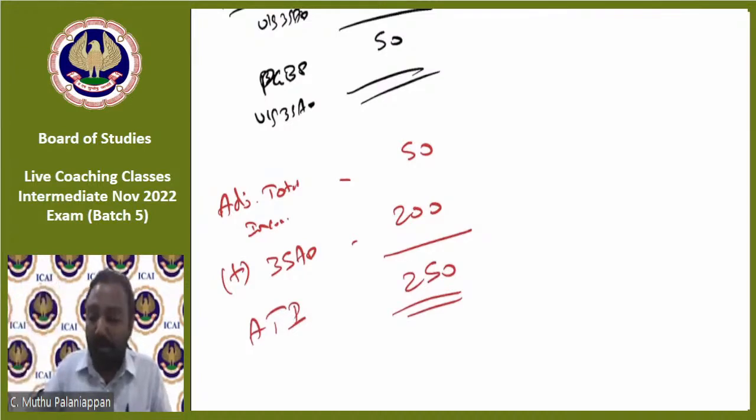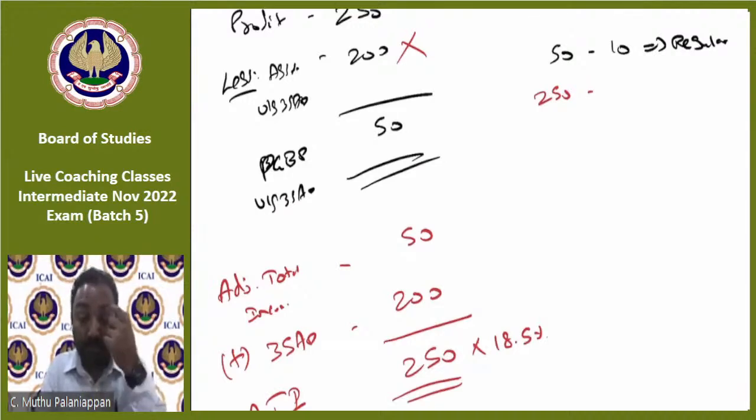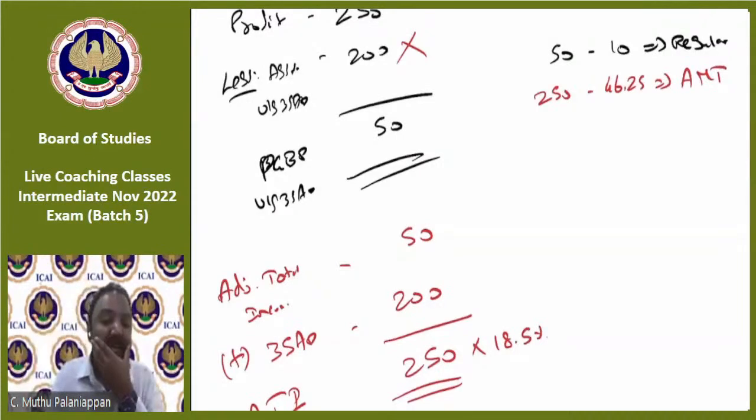Now I'll pay 20% on 250. Not 20%, I'm sorry. The alternate minimum tax is 18.5%. So I'll calculate 18.5% on 250. So what will that be? 250 into 18.5% is 46.25. So this is AMT. If I'm applying alternate minimum tax, my tax is 46.25.